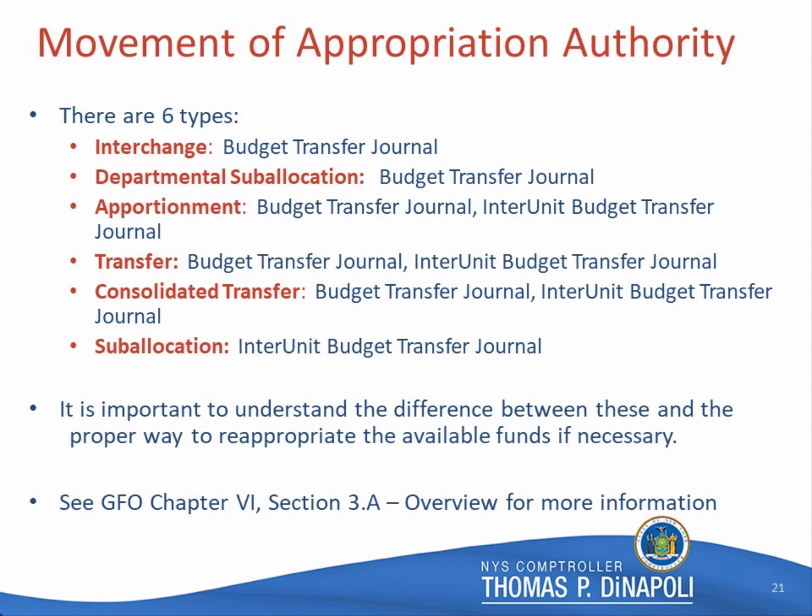Sub-allocations are used on the inter-unit budget transfer journal and are movements of appropriation authority between business units within the same fund, program, and budget reference. These must be specifically authorized in state statute, either within the budget bill language or in another piece of state law.